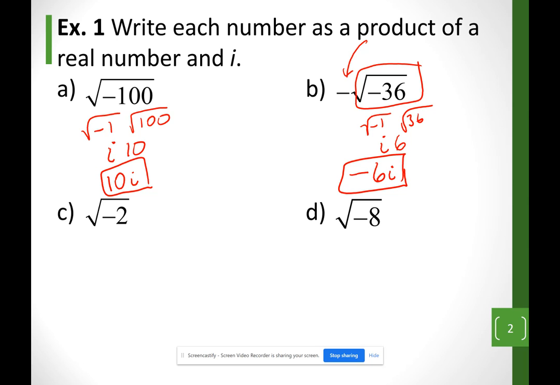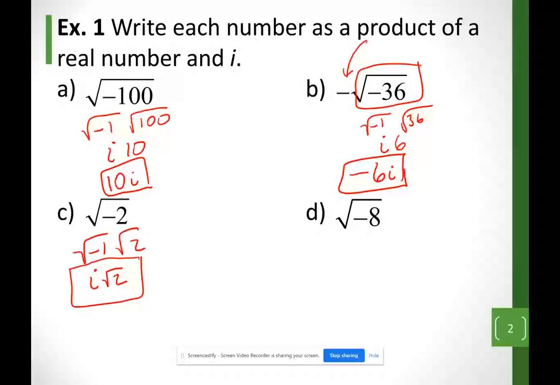Now let's take a look at example C. Let me break this as the square root of -1 times the square root of 2. The square root of -1 is i, and the square root of 2, I cannot simplify. I said that when we have a number, we put the number in front. However, when we have a radical number, we keep it after the i. I'm going to show you in the next slide why. So when we have a radical, we put the i at the front.